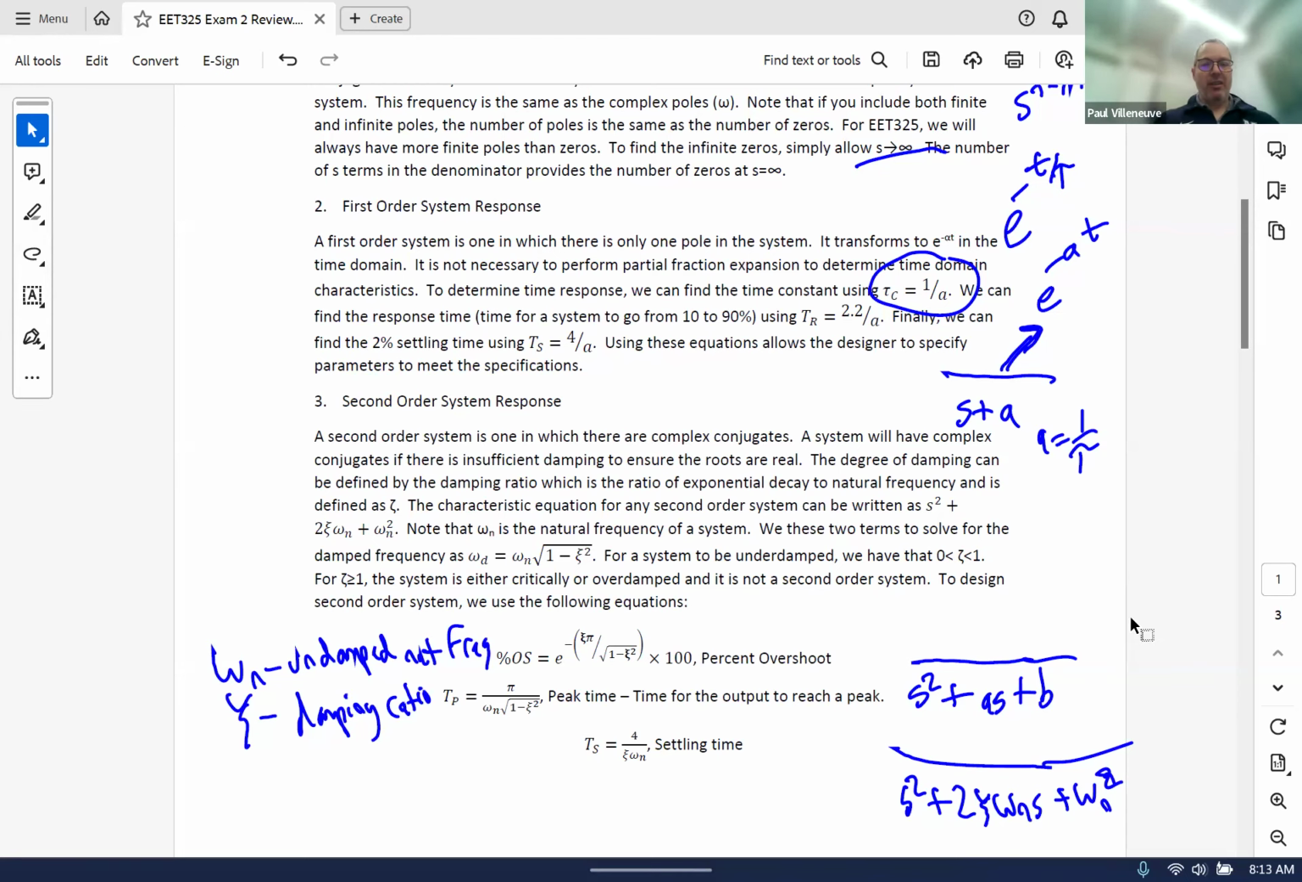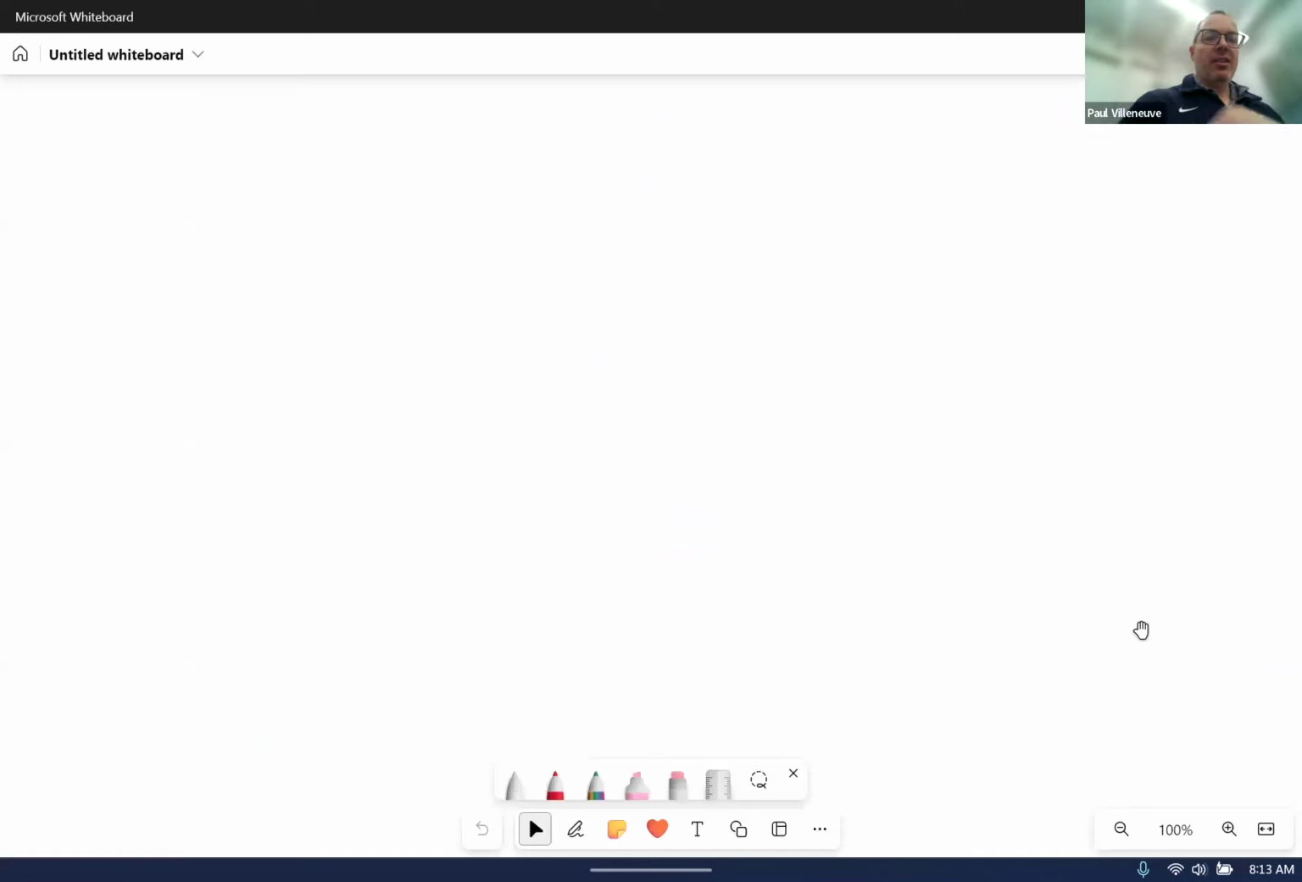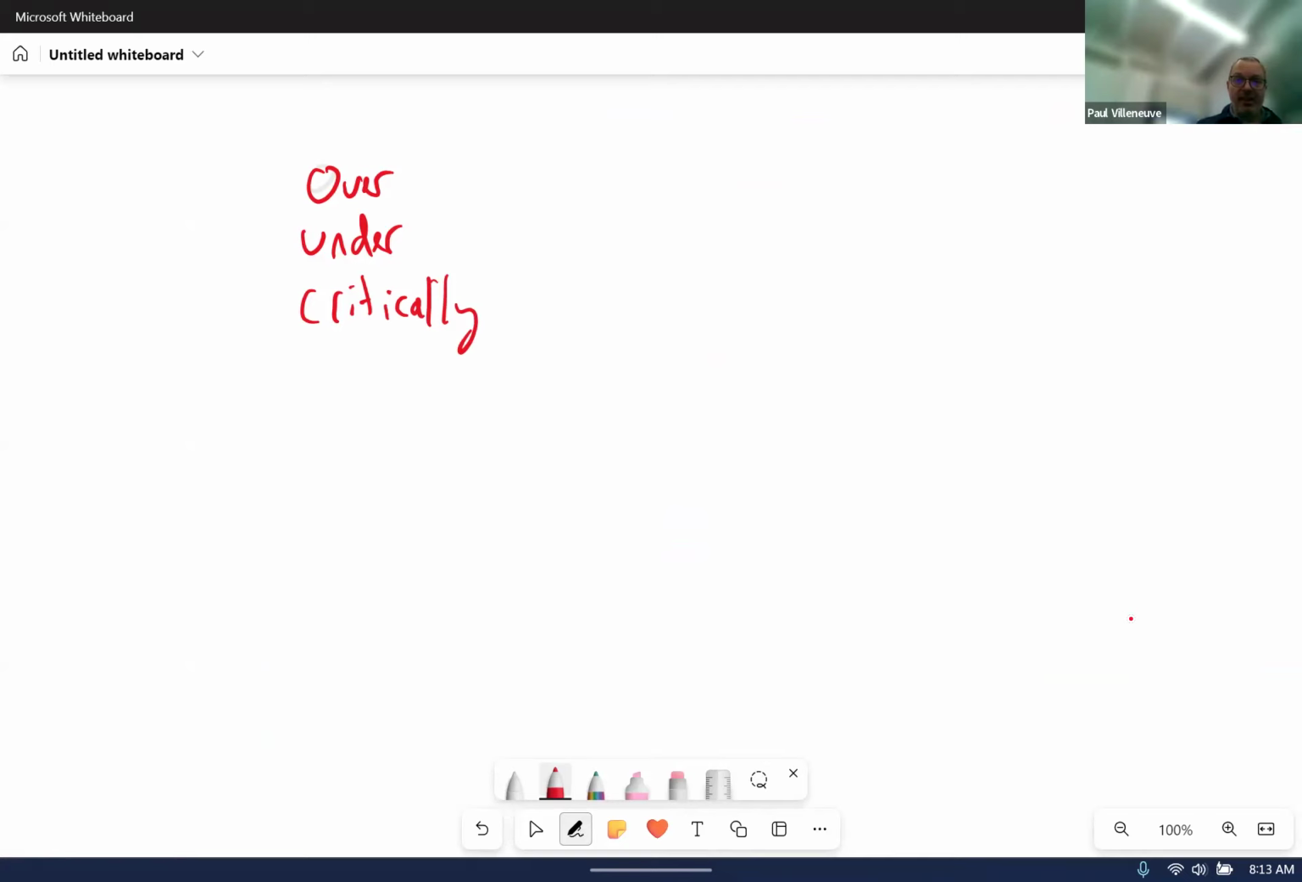So let's just do this on another one so I keep, instead of jamming. So I have overdamped, underdamped, and critically damped. And with the type of damping that we have, if it's an overdamped system, then zeta is greater than 1. If it's an underdamped system, then zeta is less than 1, but it always has to be greater than 0.